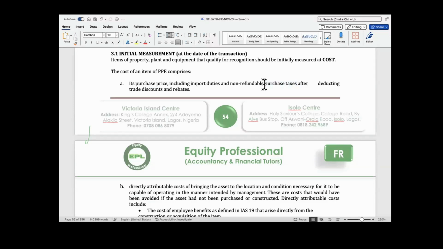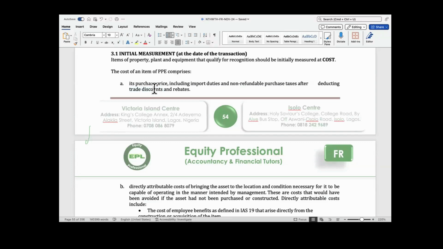Of course, that's the characteristic of PPE, because you are not expected to sell this item in question, otherwise it will not be PPE. So, in summary, for you to remember in the exam, these non-refundable purchase taxes, you can simply call it VAT. The examiner will let it go. I mean, you are correct from the Nigerian perspective, that they are non-refundable. And of course, if there are any trade discounts or rebates, you remove them. You deduct any trade discount or rebates.